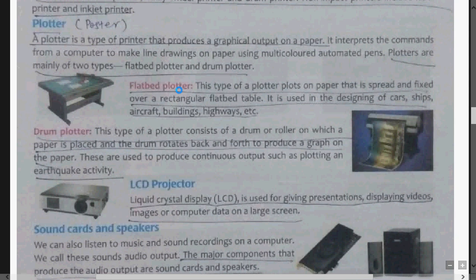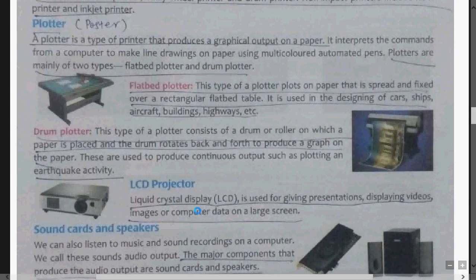Flat bed plotter is generally used to design the cars, ships, aircraft and the buildings. It is a rectangular, flat table-like device, and it is used for high quality printing. Next one, the drum plotter is also used for very high quality printing for the flags and for very high quality design. Okay, this one is the figure of the drum plotter.